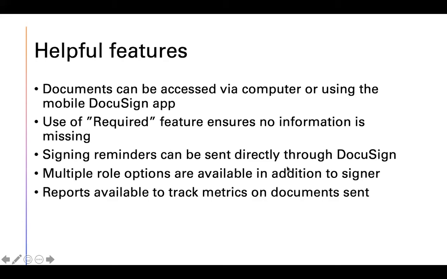Multiple role options are available in addition to a signer. Again, I'll go over what that means a little later, but basically you can assign someone to sign the document, but you can also assign someone to review the document or to receive a copy of the document, things like that. And there are reports available to track metrics like the amount of documents you've sent. There's also a cool little feature that'll show you that you saved this many pounds of paper and this many trees and things like that.